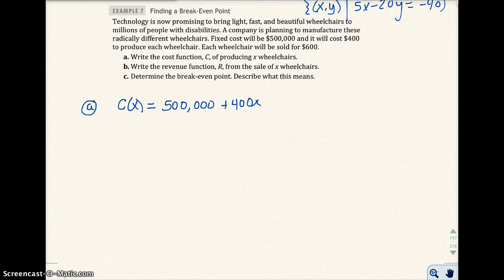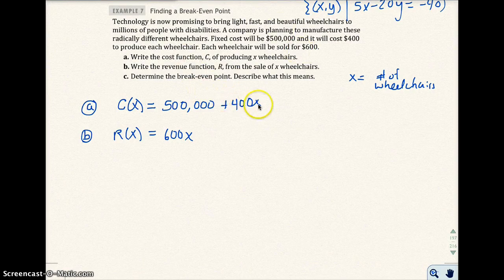Now the revenue function, R of x, is how much money they're going to make per wheelchair. If they're going to sell them for $600, they're going to make $600 for each wheelchair, at x. And we'll let x equal the number of wheelchairs. Okay, so here the cost is $500,000 plus $400 per wheelchair, and they're going to make $600 per wheelchair.